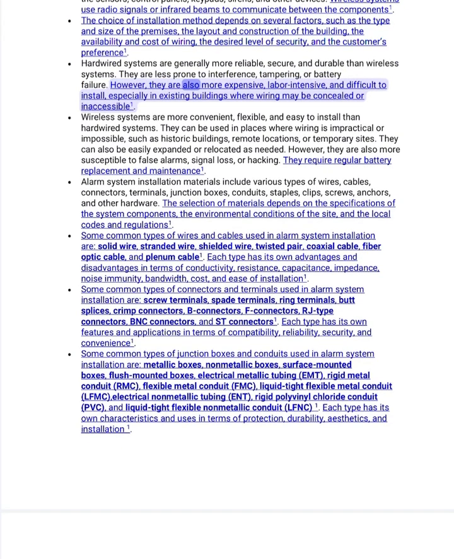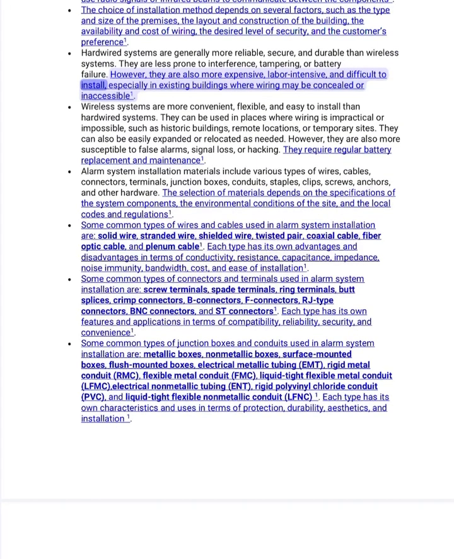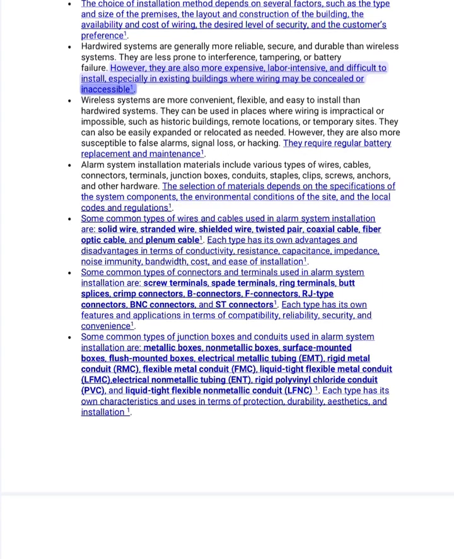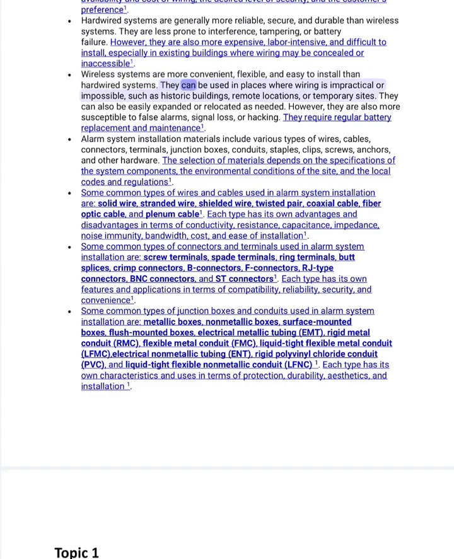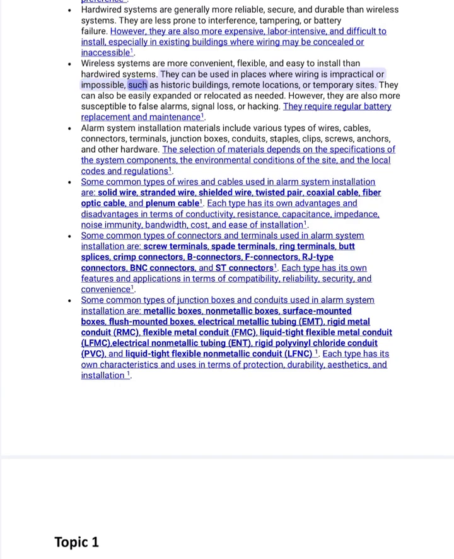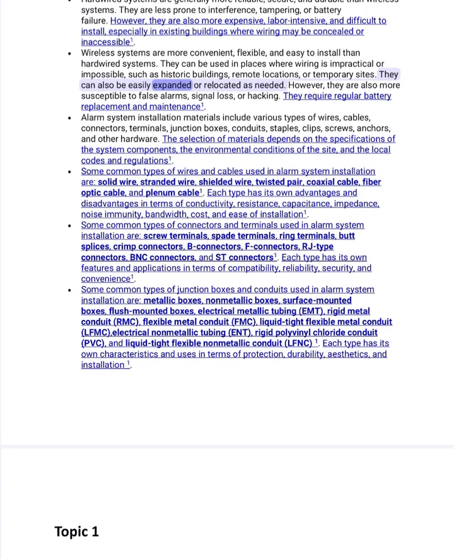However, they are also more expensive, labor-intensive, and difficult to install, especially in existing buildings where wiring may be concealed or inaccessible. Wireless systems are more convenient, flexible, and easy to install than hardwired systems. They can be used in places where wiring is impractical or impossible, such as historic buildings, remote locations, or temporary sites. They can also be easily expanded or relocated as needed.